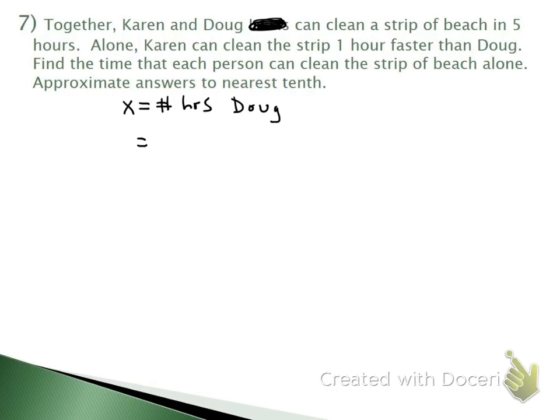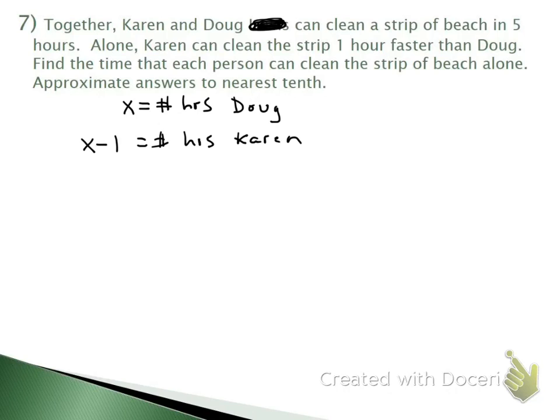Now, with respect to x, what's the number of hours for Karen? It says Karen can clean the strip 1 hour faster than Doug. What's its variable, Austin? X minus 1. Nice job, because whatever it takes Doug, Karen's is going to be an hour faster, therefore 1 less hour.